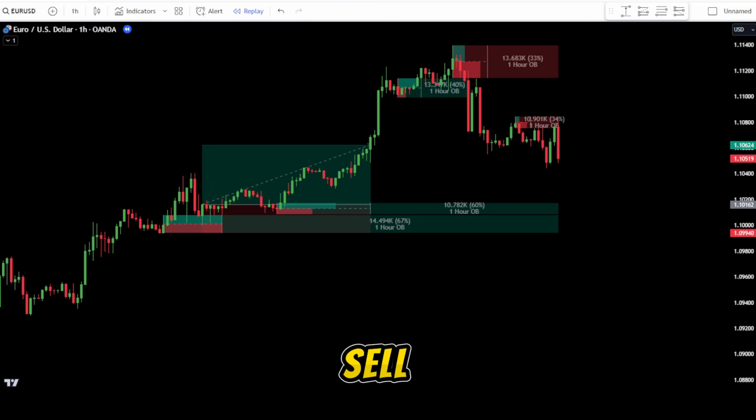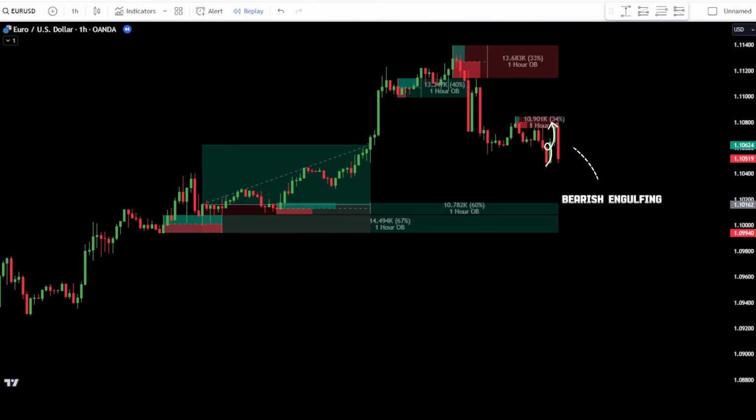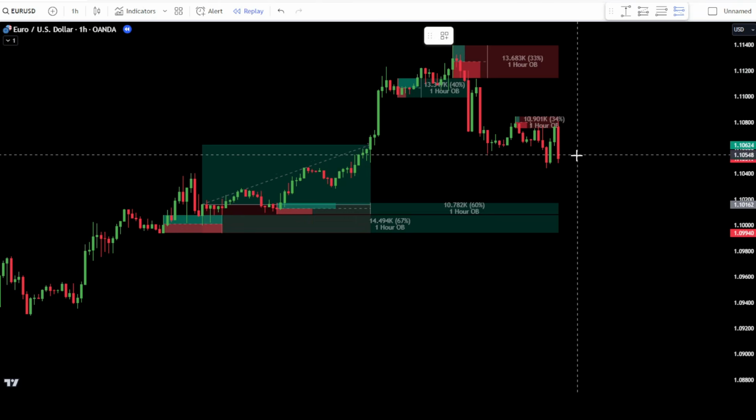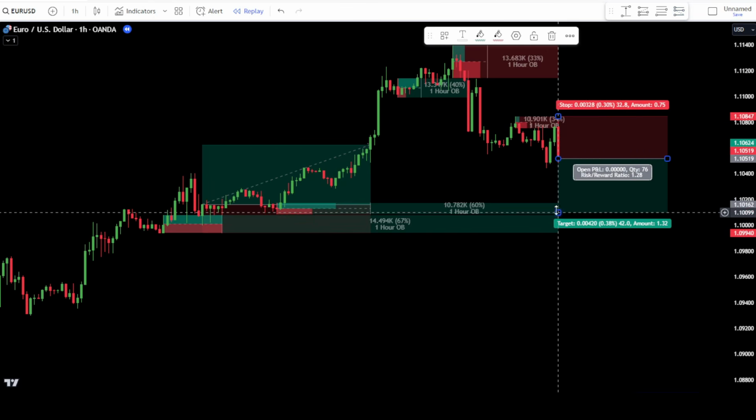How to place a sell order. 1. Once a bearish order block has formed, prepare to place a sell order. 2. Wait until the candlestick price returns to the bearish order block area. 3. When the candlestick price has returned to the bearish order block area, ensure that a bearish engulfing candlestick is formed. 4. If all conditions are met, you can place a sell order after the completion of the bearish engulfing candlestick.